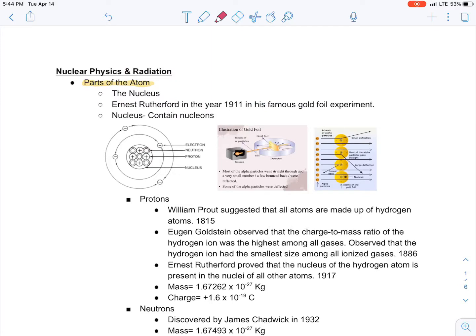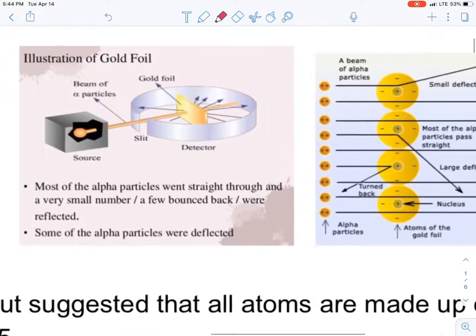And first of all, let's talk a little bit about the nucleus. How do we know it's there? And it all comes down to Rutherford's experiment, the gold foil experiment. Remember that? We always hear about the gold foil experiment.